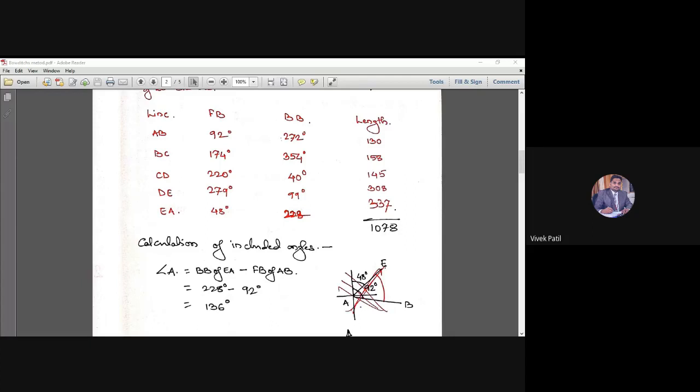Anybody else? Any different answer? Sir, back bearing of CD minus front bearing of D. No. Any different answer? Anybody different answer?